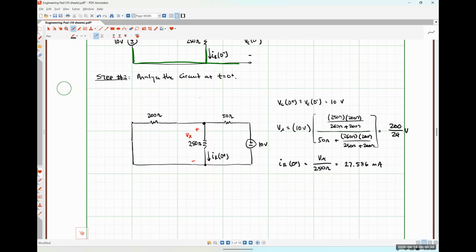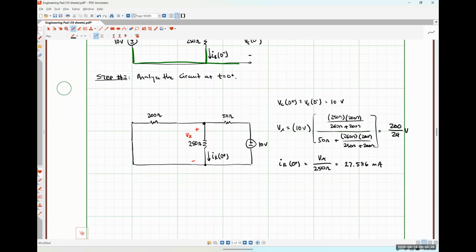Getting rid of those open circuited terminals to make it more obvious that the 10-volt sources were in series because they were of opposite polarity. They cancel each other out, leaving behind short circuits in their place. And then we have a pretty darn simple, I think anyway, circuit to analyze. Any questions? All right, so step number 3 is going to be to analyze at t is equal to infinity.